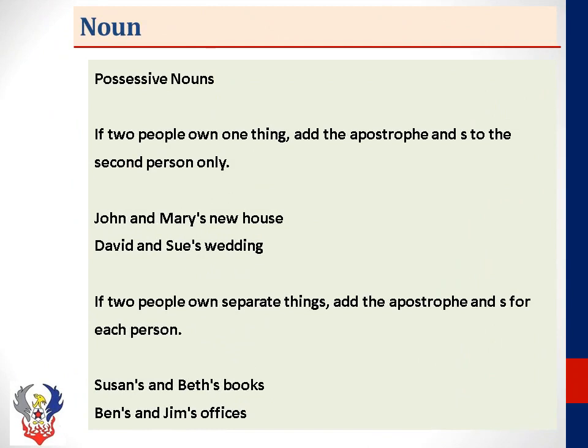Possessive nouns. If two people own one thing, add the apostrophe and s to the second person only. John and Mary's new house. David and Sue's wedding. If two people own separate things, add the apostrophe and s for each person. Susan's and Beth's books. Ben's and Jim's offices.